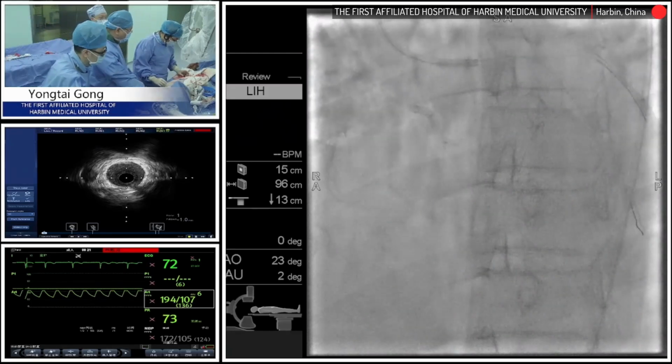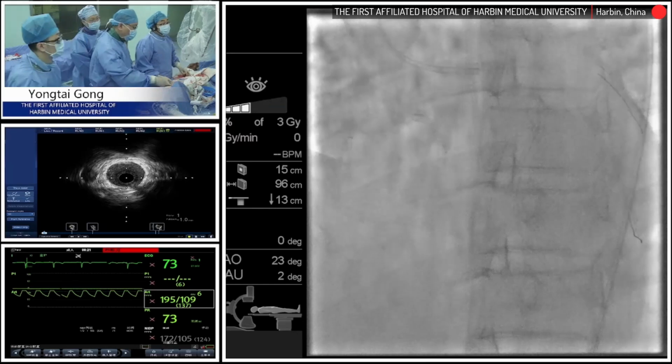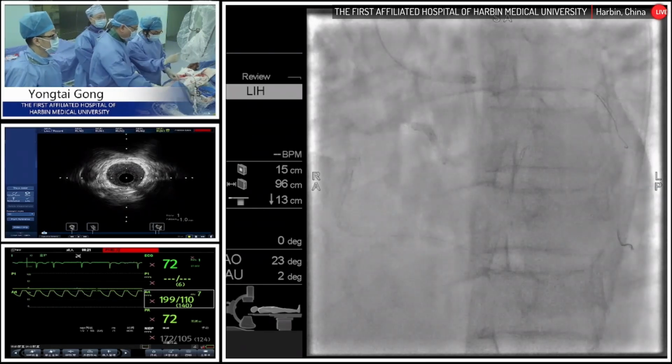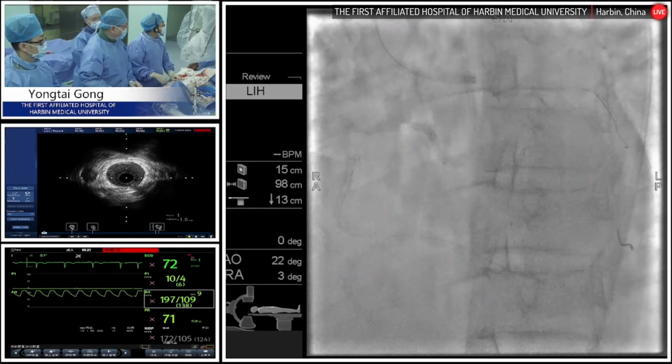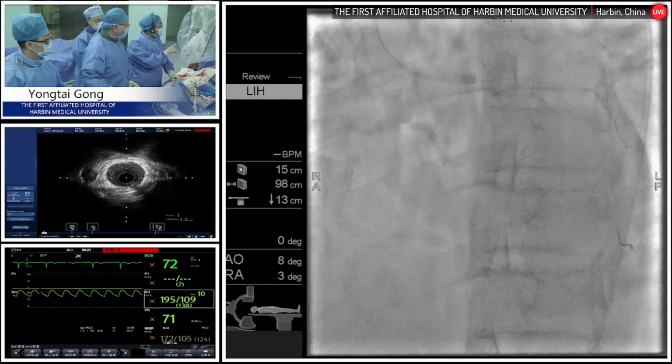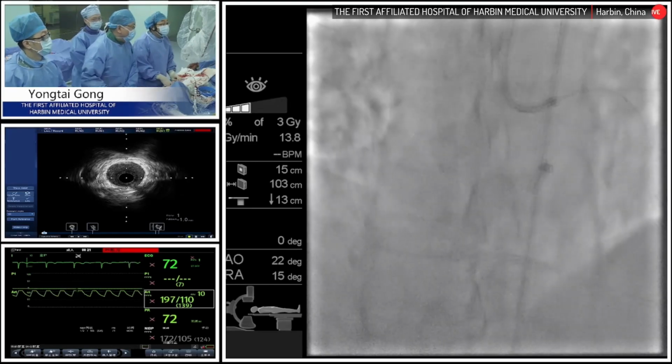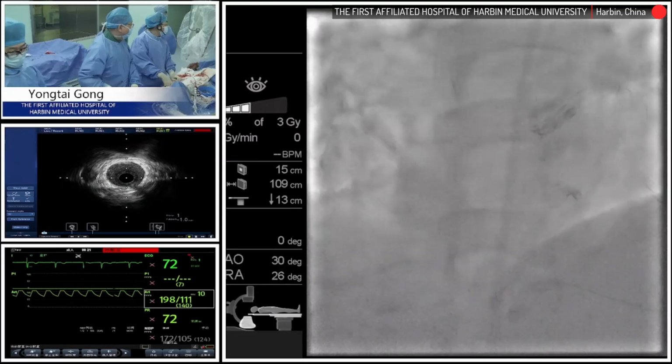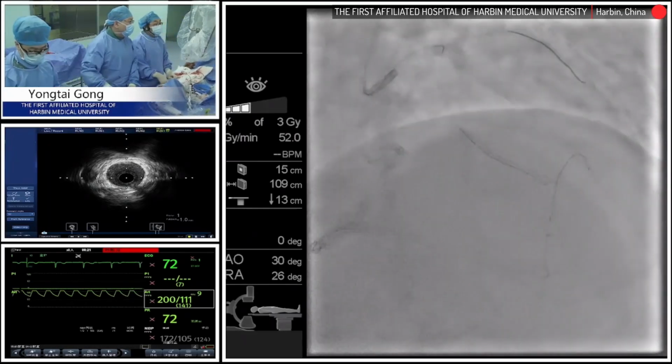Another thing is that we can see the collateral flow from the distal RCA through the septum to the distal RAD, which is a relatively good choice for this patient. So we can take some time to review the retrograde wire.